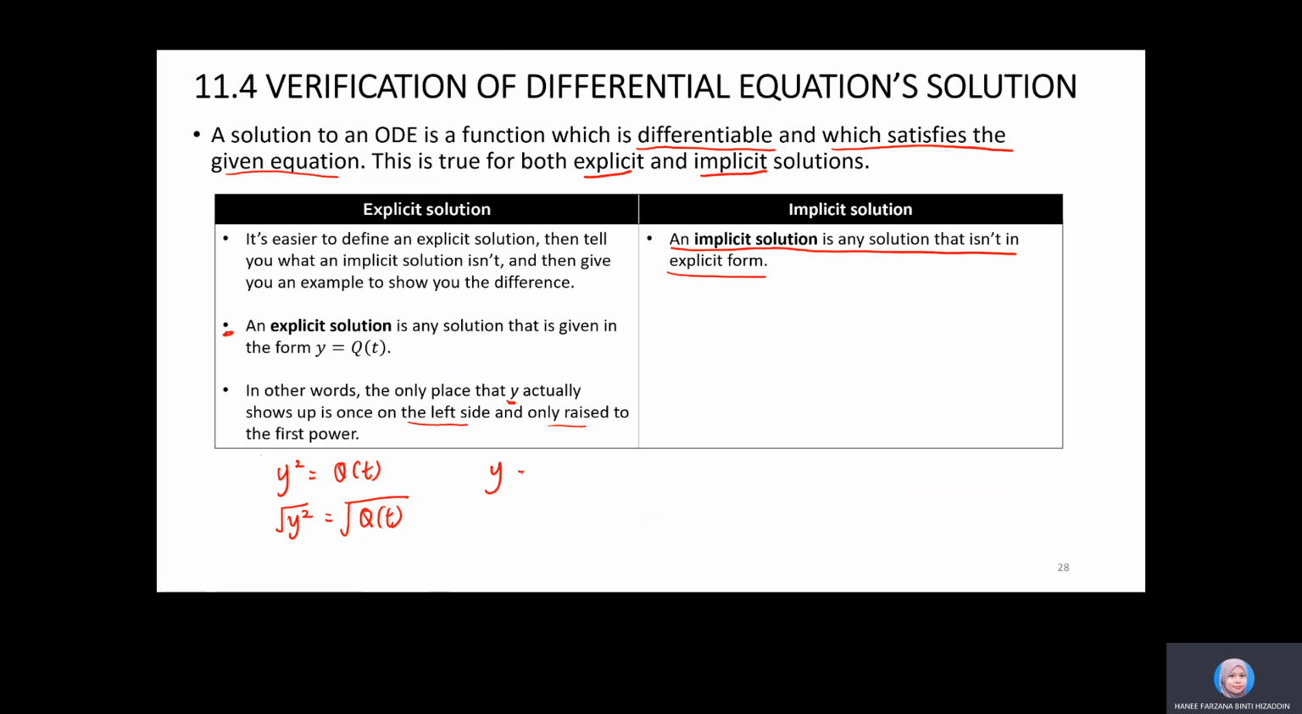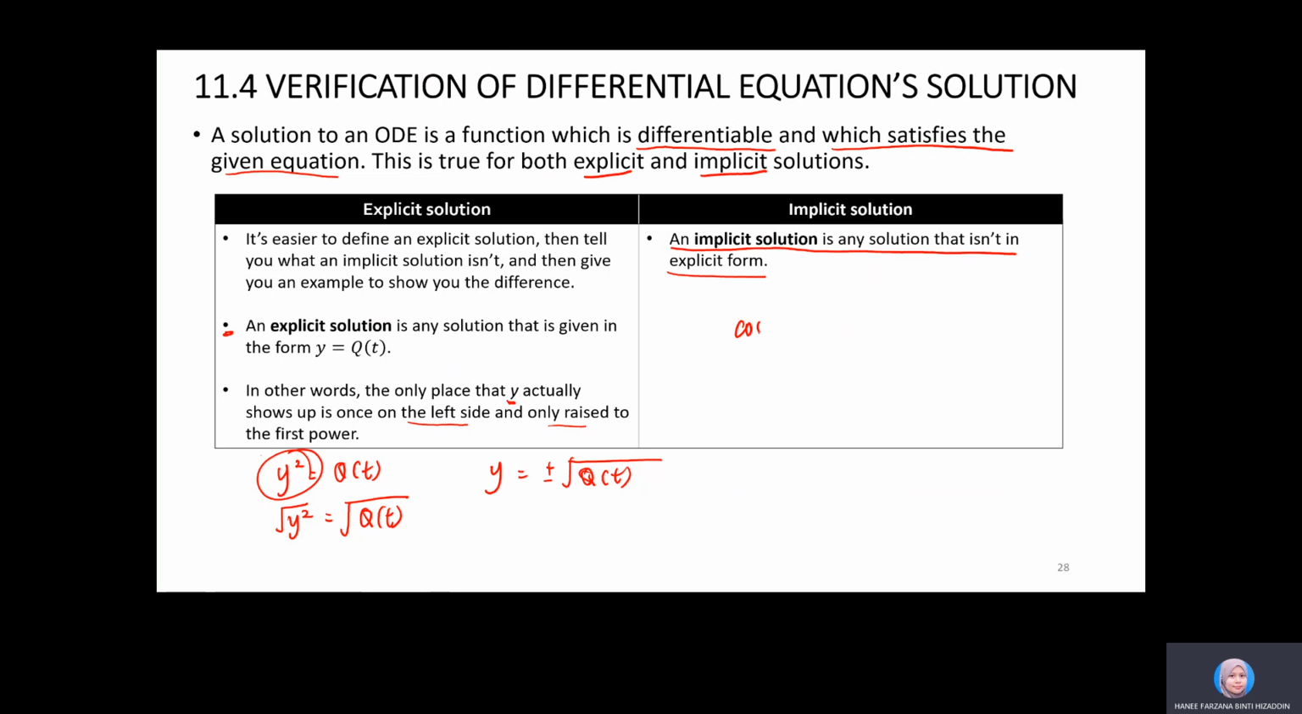So here you get y equals plus minus the square root of the function q of t. So here it is not explicit. This function, y squared in terms of something, is not explicit. It is implicit because you have to imply what is y. You have to still simplify the equation.